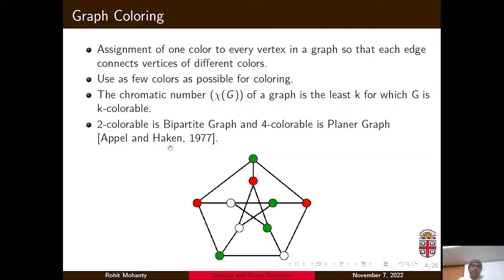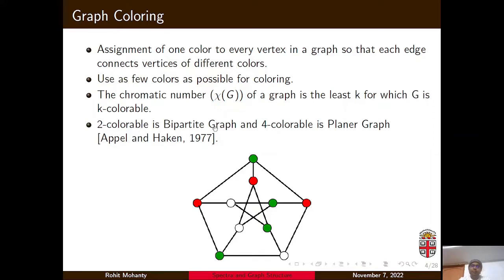Another neat property about k-colorable graphs is that a two-colorable graph is a bipartite graph. Now the thing is, what is a bipartite graph? A bipartite graph is a graph in which we can divide the vertices into two subsets, and none of the vertices in either of the subsets have any edges between them.